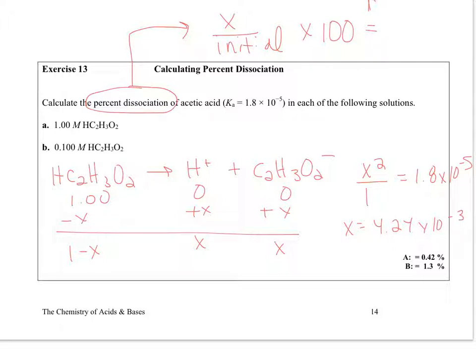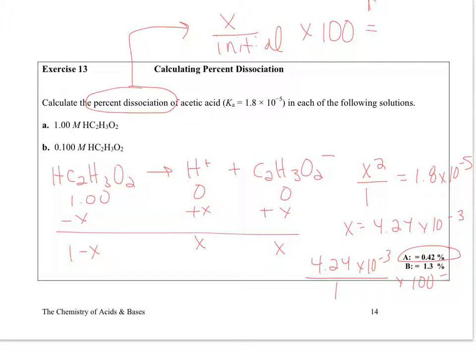That's my x value. So to find percent dissociation, I would do x, 4.24 times 10 to the negative 3rd, over my initial value, which was 1, times 100. And that's where the 0.42% comes from. So only 0.42, not even 4.2, 0.42% of this broke apart in water. So that's why we call those weak acids.